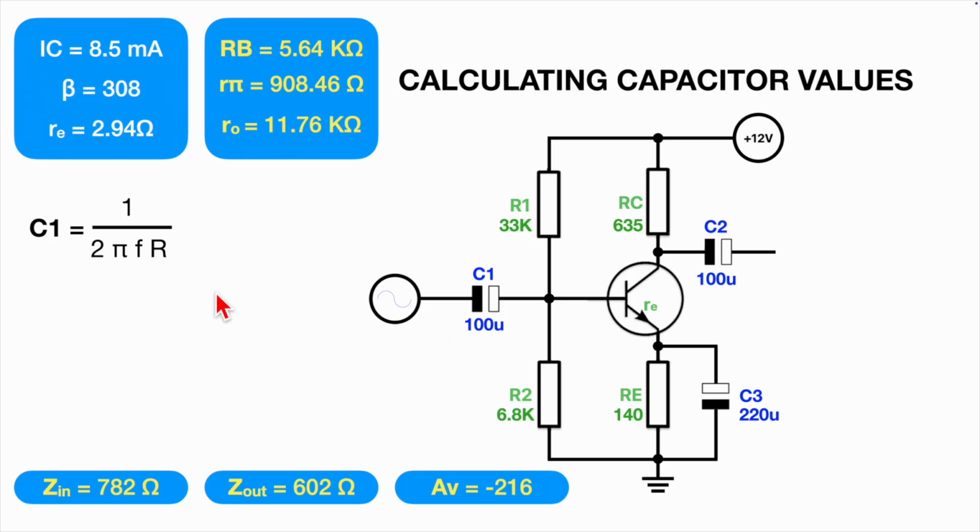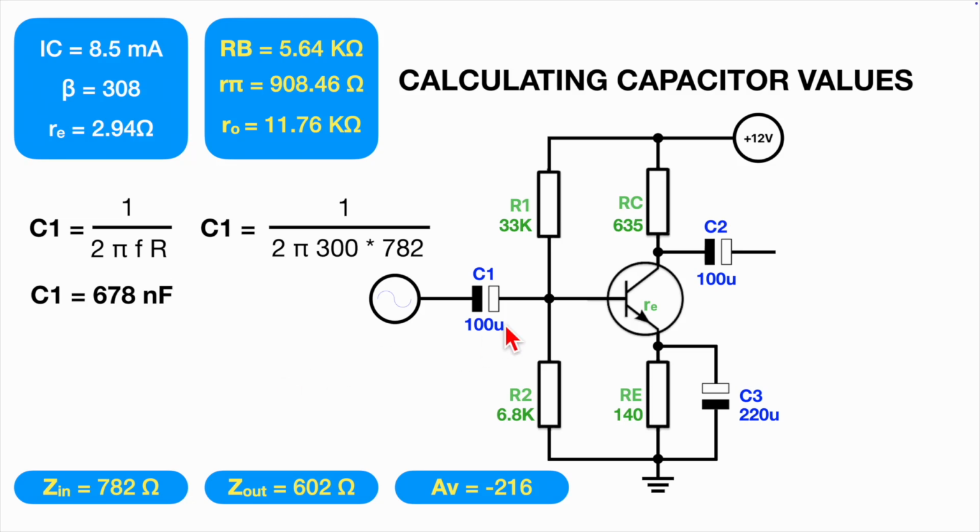And so we need to plug those values in. So it's 2 pi, 300, the lowest frequency we want to use, 782, which is the input impedance. And if you do that, you get a value of 678 nanofarads. So you can see, talk about overkill.